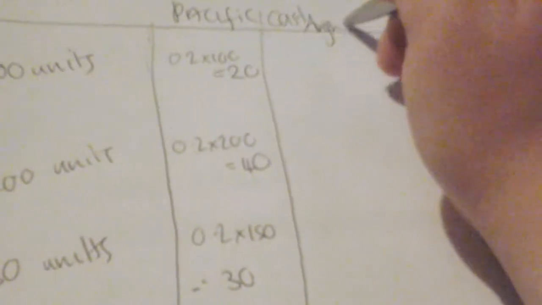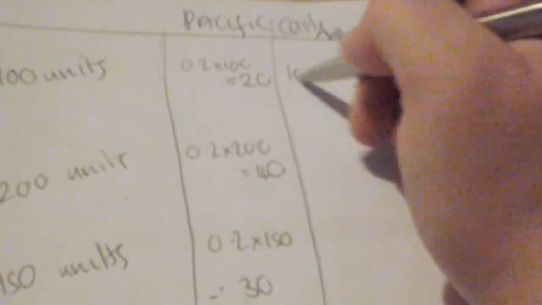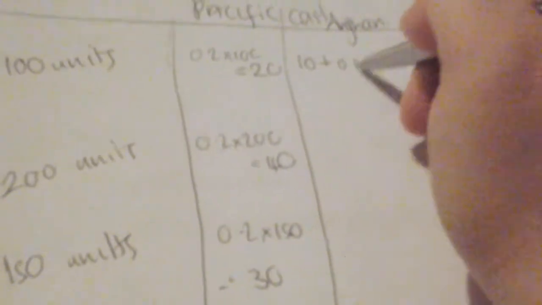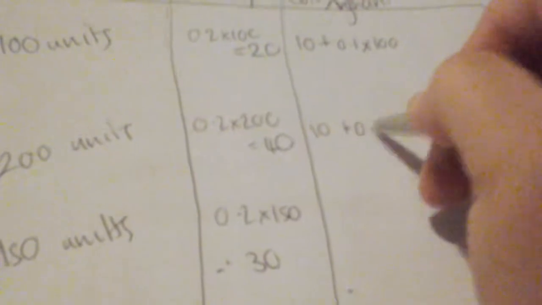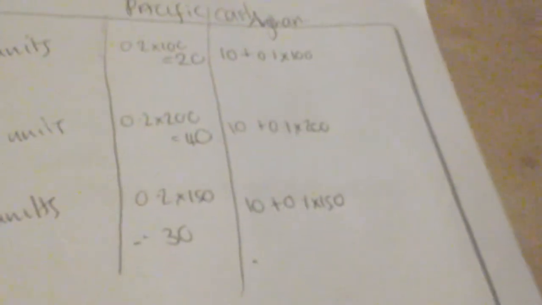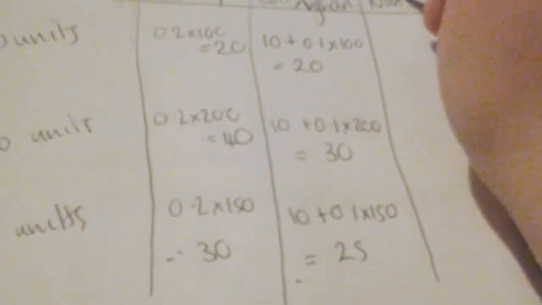I'm going to do the next lot, East Anglian. Their basic rule is £10, the basic cost, plus 0.1 times the number of units. Again, I'm just going to work all of them out on my calculator. And then the final job is to do Northeastern.